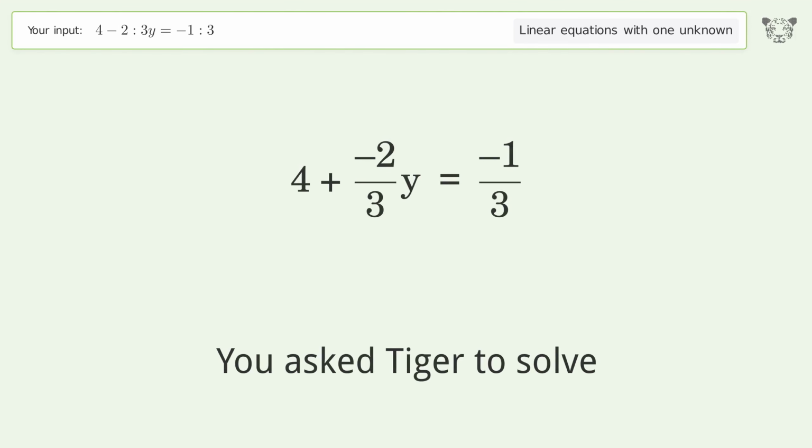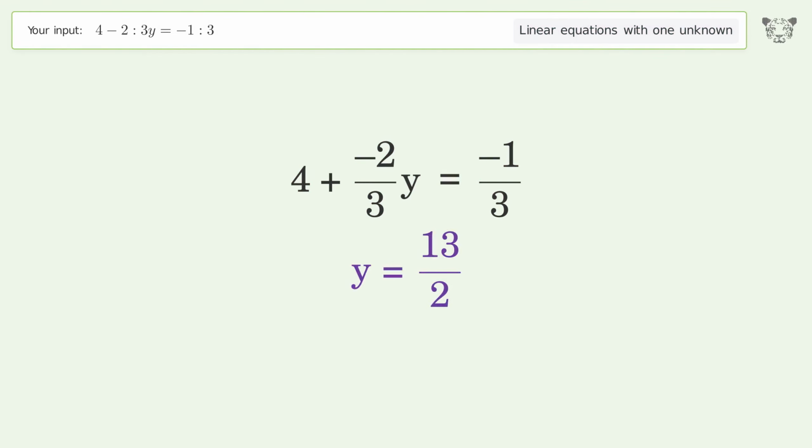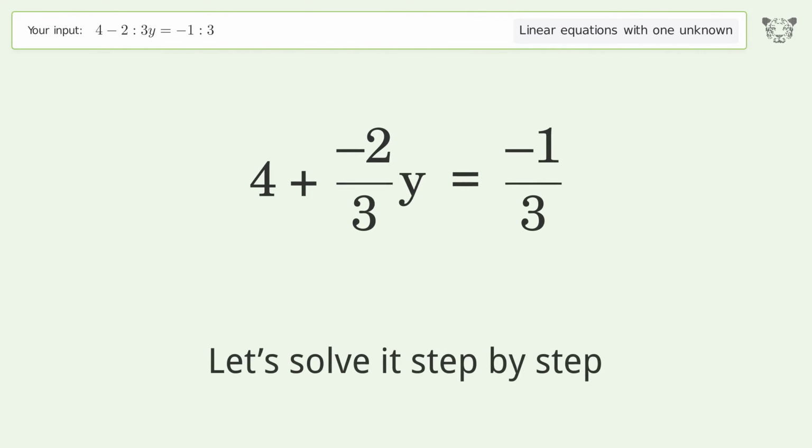You ask Tiger to solve. This deals with linear equations with one unknown. The final result is y equals 13/2. Let's solve it step by step.